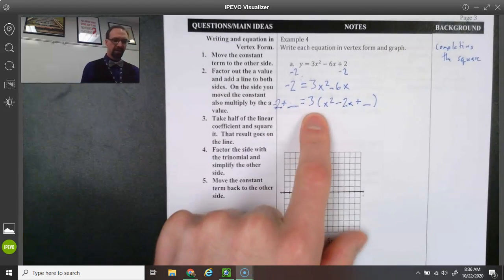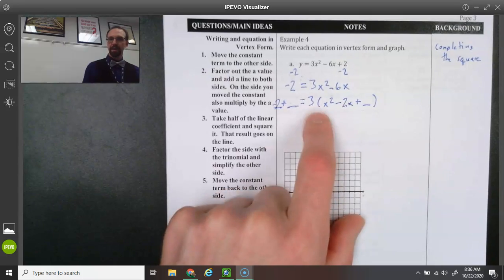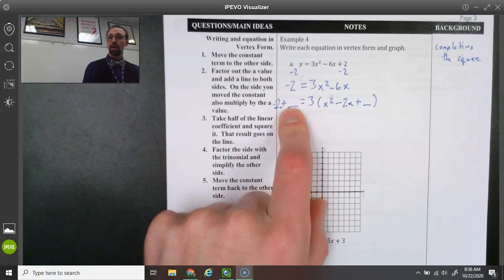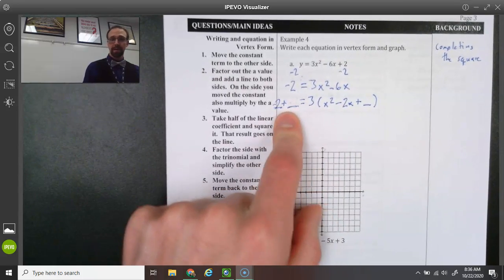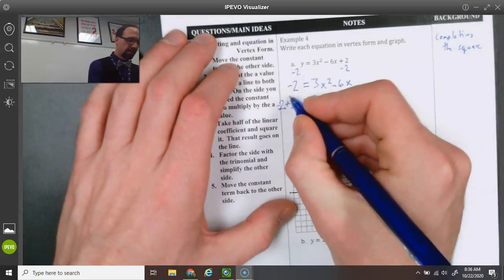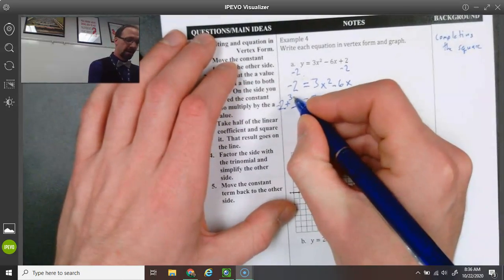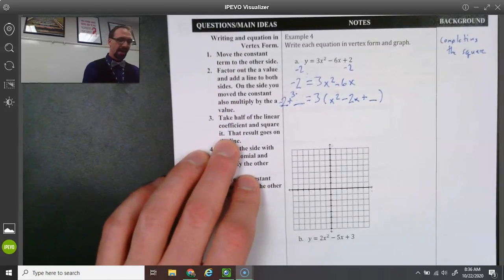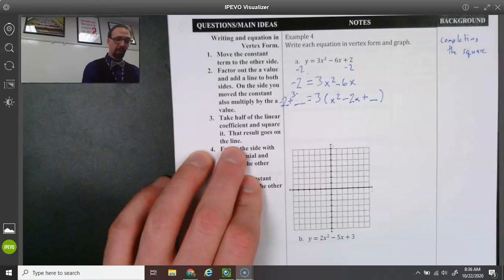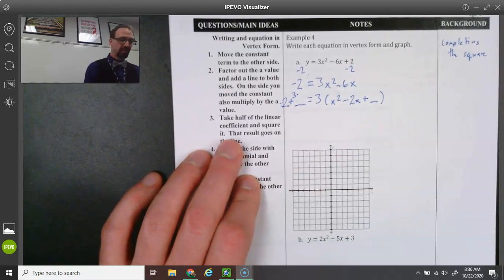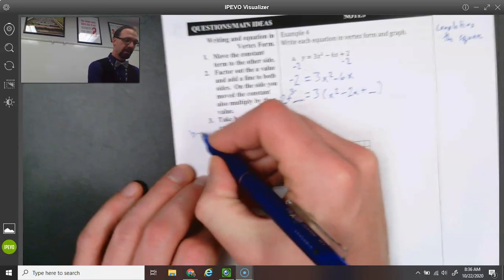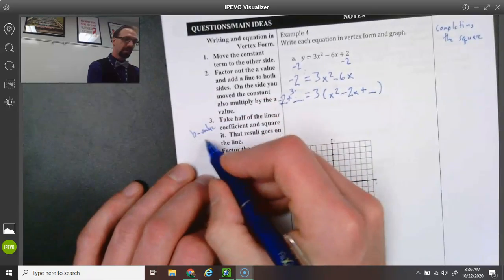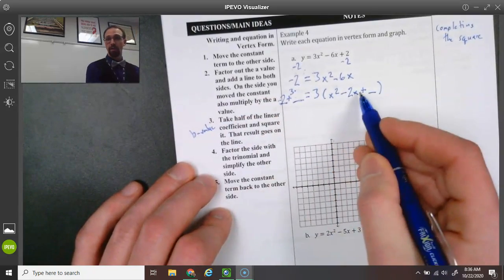If you see on this side, we're multiplying whatever's in the blank here by 3. So we're going to also need to multiply whatever's in the blank here by 3 as well. So it's going to be 3 times whatever value we have there. We need to take half of the linear coefficient and then square it. This result goes in the line. The linear coefficient, this is your b value from your quadratic side.